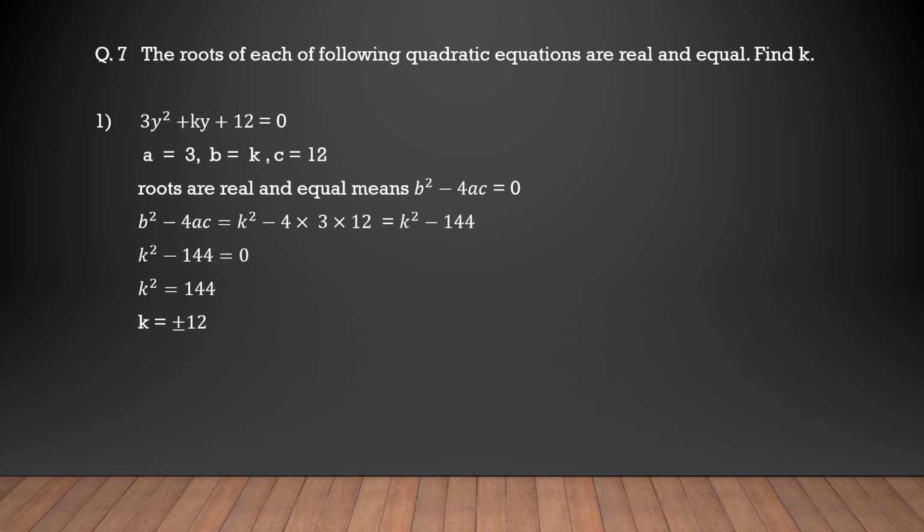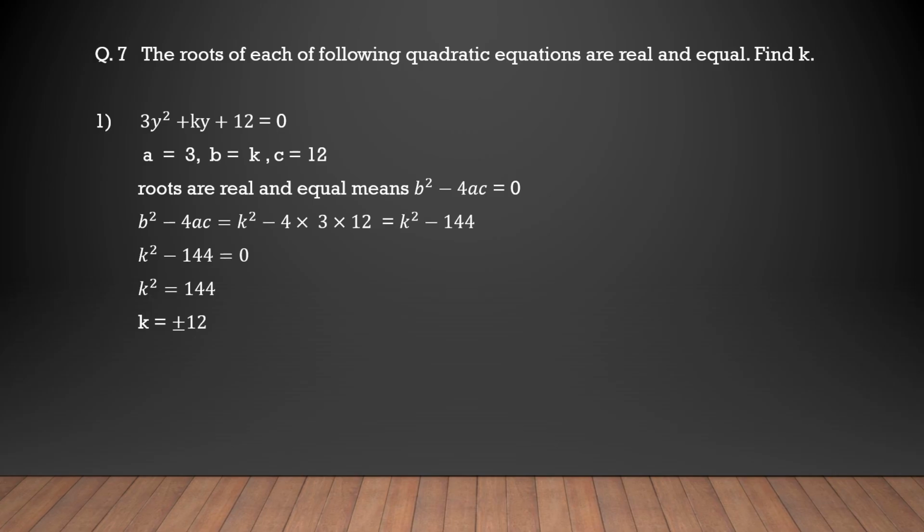So first equation is 3y square plus ky plus 12 is equal to 0. First we find the value of a, b and c. So a is equal to 3, b is equal to k and c is equal to 12. Then b square minus 4ac is equal to 0. So we put the value of b, a and c in this formula. So b square means k square minus 4 into a into c means minus 4 into 3 into 12.